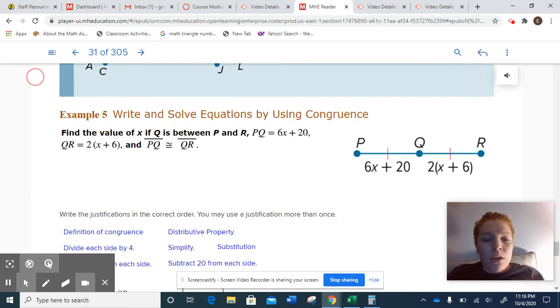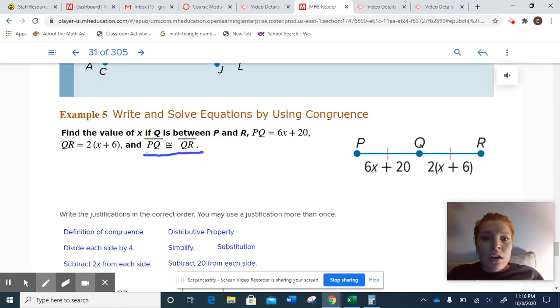Okay, so we're on to example 5. Write the equation and solve by using congruence. So in this picture, without even reading it, I can see that I have a single dash and a single dash. That means PQ and QR are congruent, and they actually tell you that here.